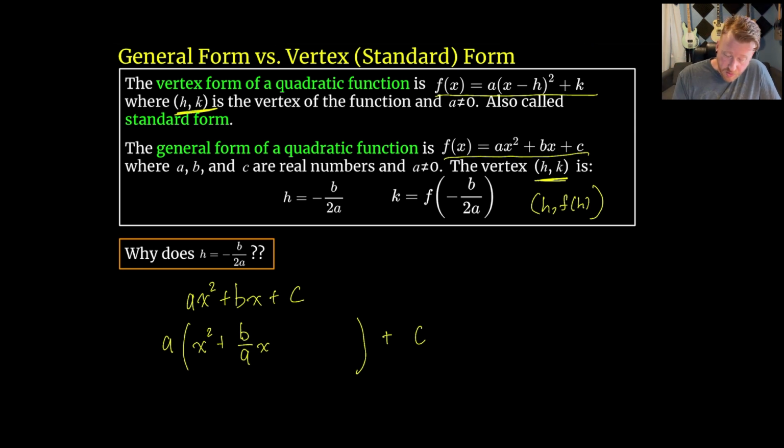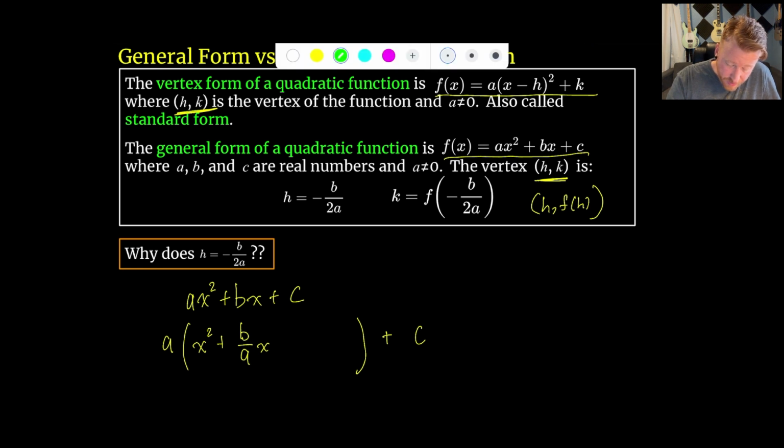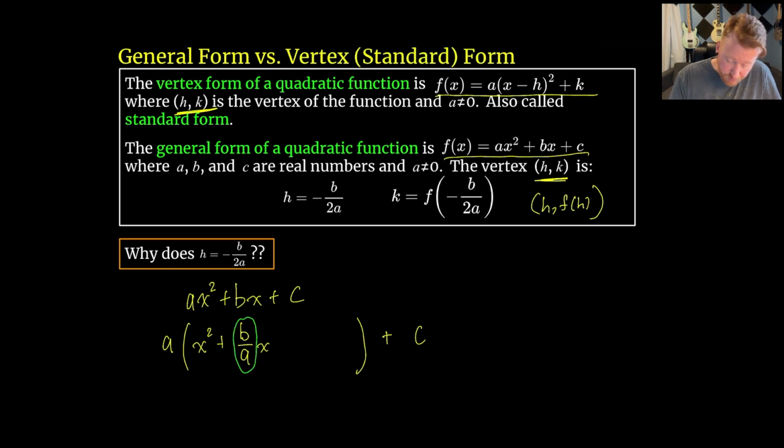But to complete the square, what we do is we take a look at the b term, the b over a in this case, and what we want to do is divide that in half and then square it. So what I'm going to do is divide that in half, which will give me b over 2a, and then I want to square that.